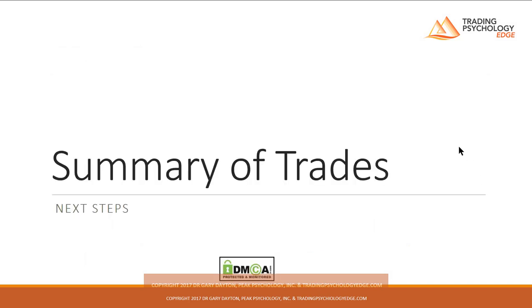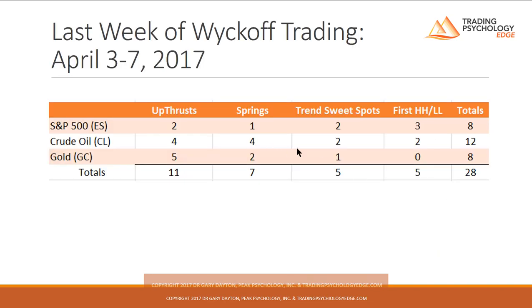So now I want to just do a quick summary here and then we'll wrap up. So here's the data for the trades here. This is the last week of trading, Monday through Friday, and we had 11 trades, 11 upthrusts during the 5 days, so on average 2 a day. We had 7 springs, a little less than 2 a day.